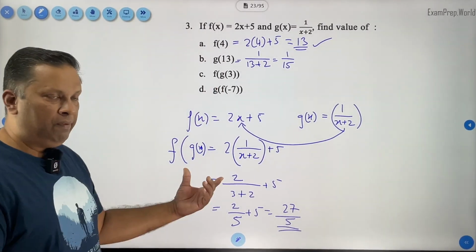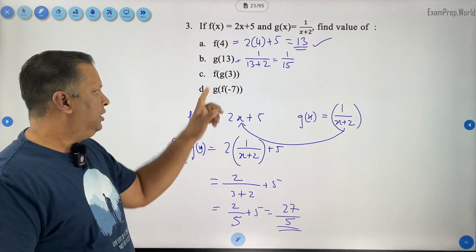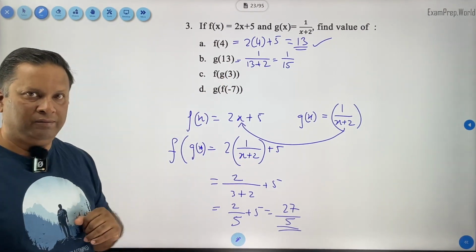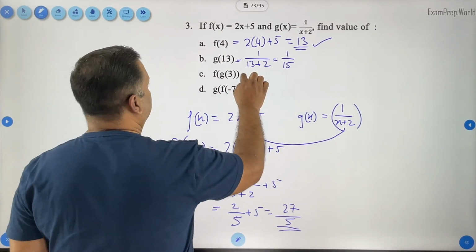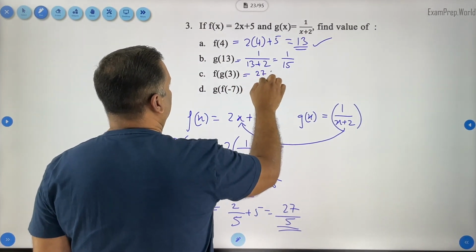Okay. First you simplify the expression, then put the value 3 wherever x is there and you will get your value. So what is the answer? 27 over 5. So let me write here 27 over 5.